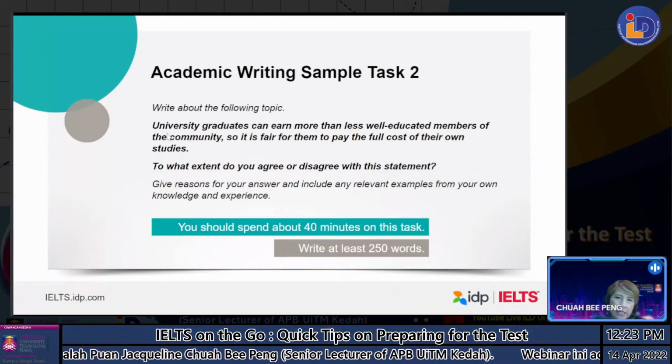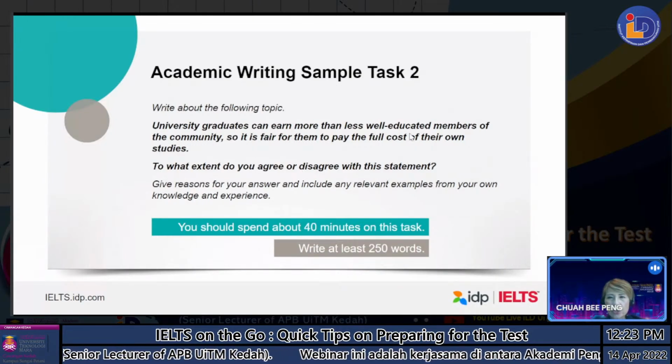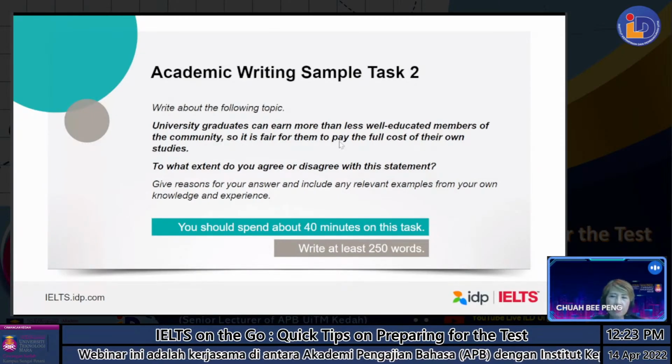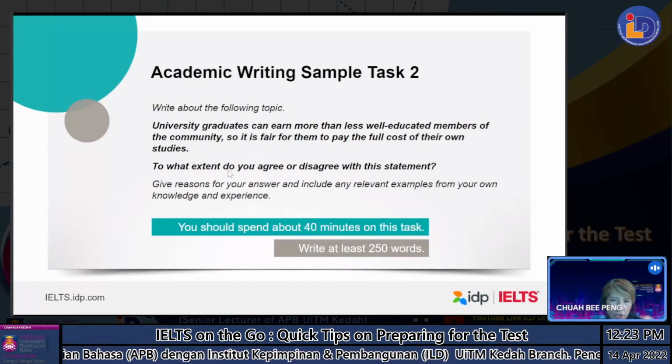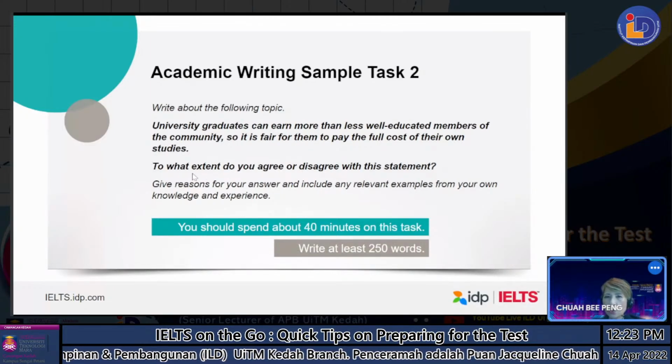So over here it says, university student graduates can earn more than less well-educated members of the community, so it is fair for them to pay the full cost of their own studies. To what extent do you agree or disagree with this statement? So this question asks you to what extent. So you can choose.